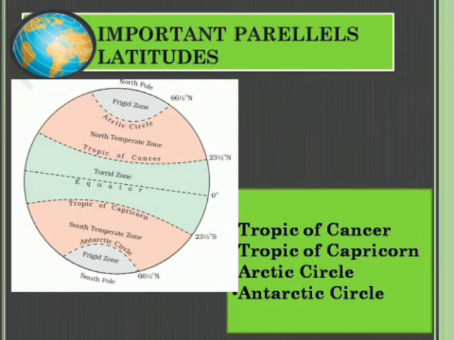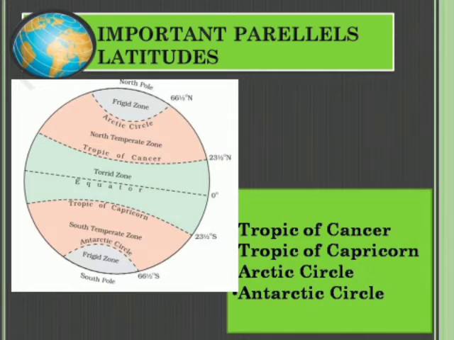See the next slide, children. Important parallels of these latitudes. What are the important parallels? See Tropic of Cancer, Tropic of Capricorn, Arctic Circle, Antarctic Circle. The Tropic of Cancer, located in the northern hemisphere, is 23.5 degrees north from the equator. And also see that Tropic of Capricorn is located at 23.5 degrees south in the southern hemisphere.